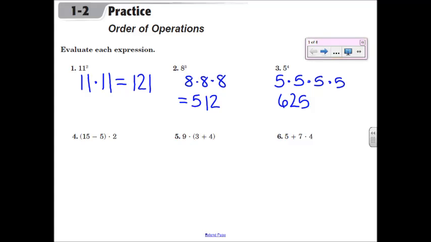Next one, we have parentheses. Parentheses comes first, so we do what's inside them. So 15 minus 5 is 10. And then the next step is multiplication. 10 times 2 is 20.